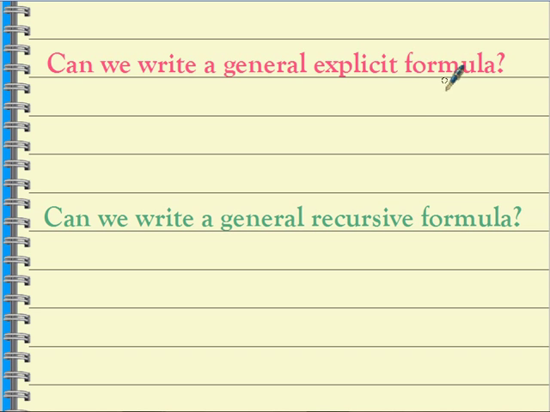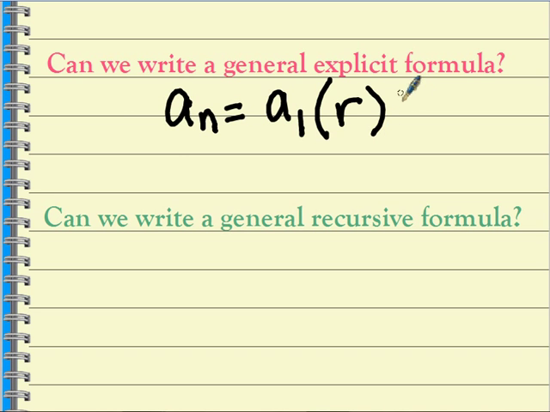If I were to write a general explicit formula, one that I could apply for every geometric sequence, I would write a sub n equals my initial term times r to the n minus 1 power. This is a general explicit formula. Remember, a sub n is any term in the sequence. If I want the 75th term, n would become 75.